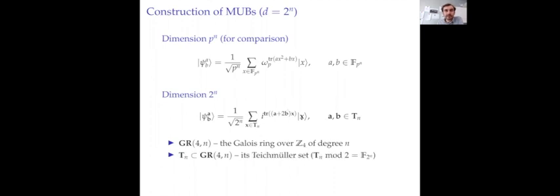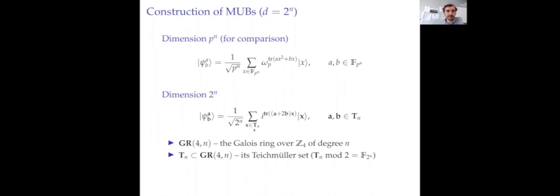Now, what is this? Here the sum was over all the elements in a finite field, but here it's over some set Tn. And this Tn is called the Teichmuller set. It's some kind of subset of the Galois ring. And it has a special property that if you take it modulo 2, in this case, because we're working modulo 2, then it gives you back the finite field.